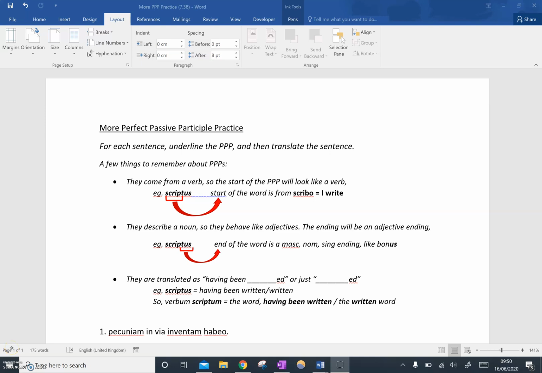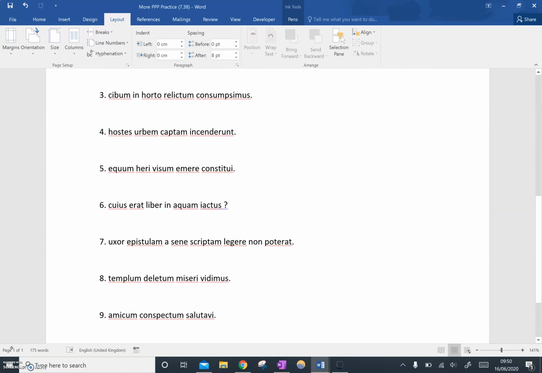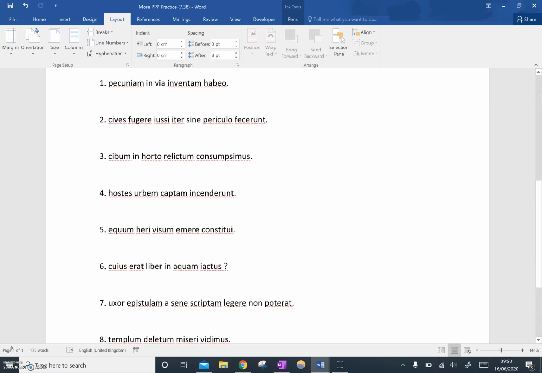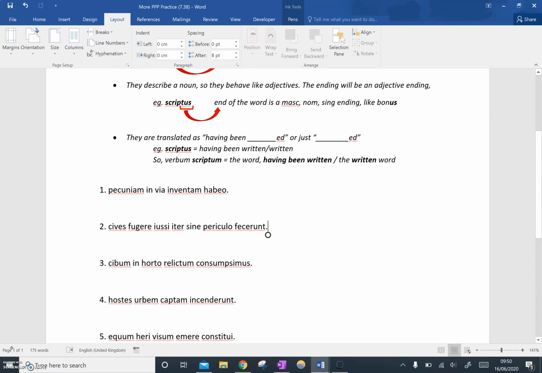Okay boys, this is the sheet that you should have completed before watching this video. If you haven't, then pause the video and go and have a proper go yourself first. So there are these 10 sentences. Firstly, you needed to find the PPP inside them, the perfect passive participle, and underline them. And then you need to translate each one.